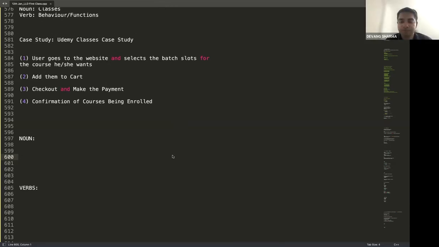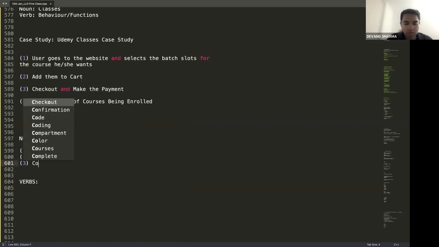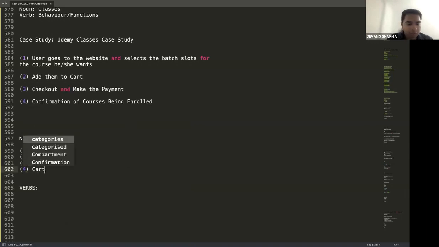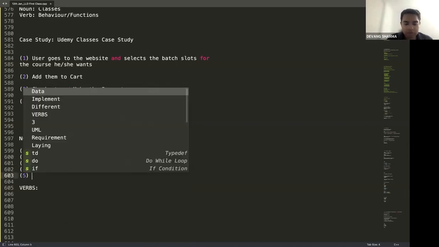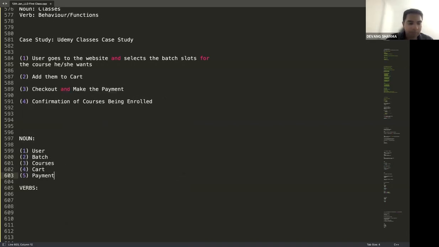Already has enough time. So what are the nouns and what are the verbs? Let's talk about it. What can be turned into classes? What can be turned into behaviors? Okay. Number one, writing the nouns. User is a noun. Batch is a noun. Courses or codes, whatever, that is a noun. What else? Cart is a noun. Payment is a noun. All of these are nouns. They can be different classes here.